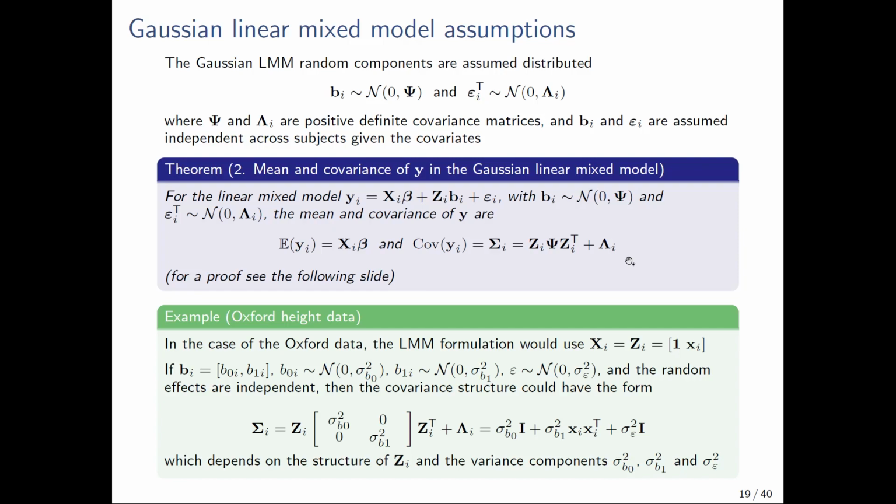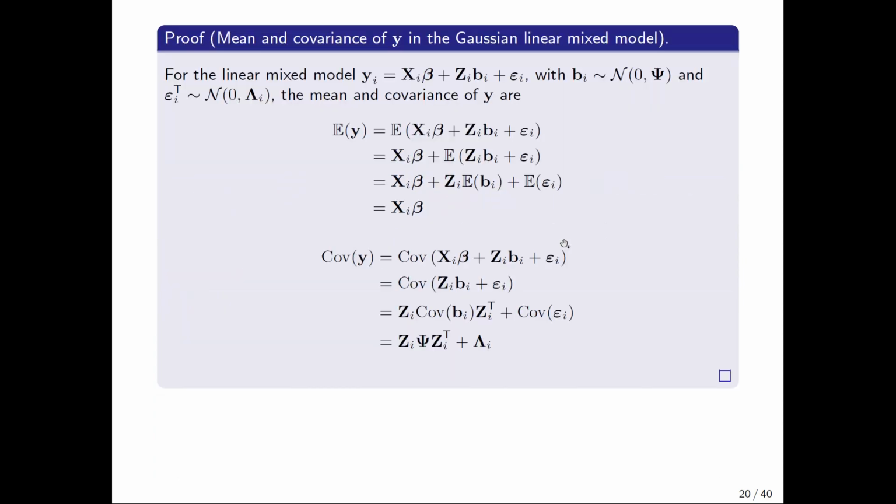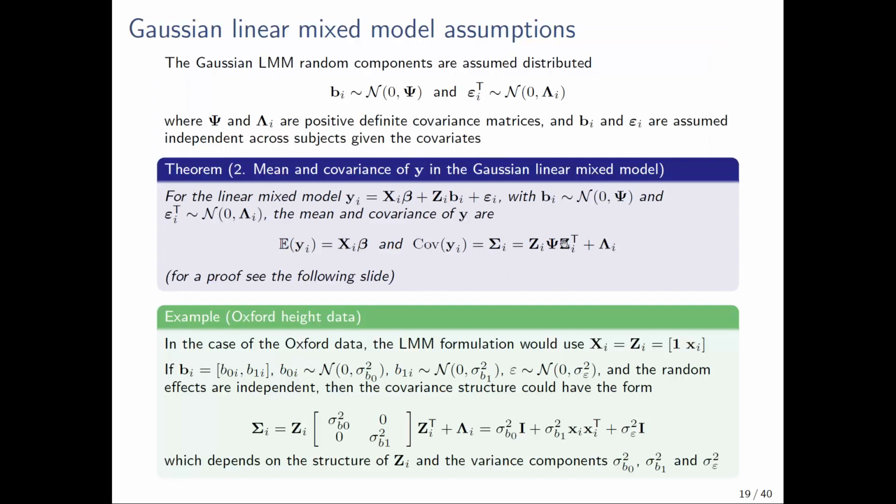So the covariance has two parts. It is a between subject part coming from the random effects and a within subject part coming from the error term. That's that part there. And I've included a proof on the next slide of why the mean and covariance in the Gaussian linear mixed model take that form.